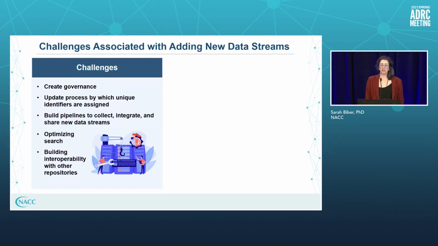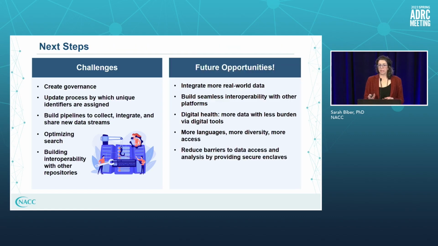And I want to share some of the challenges. Creating governance, I already said, was hard. That will always be hard. We're going to be updating the process by which unique identifiers, NACC IDs, are assigned at ADRCs, so stay tuned for that. That's really important as we start to add new data modalities. We're going to be building pipelines to collect and integrate new data streams. That can be hard as well. We want to be optimizing search for each of these data streams. And as I mentioned, we want to be building interoperability with other repositories, so some challenges there.